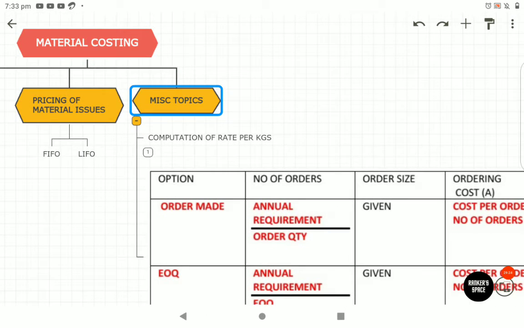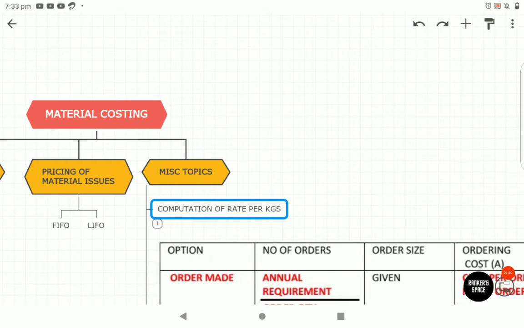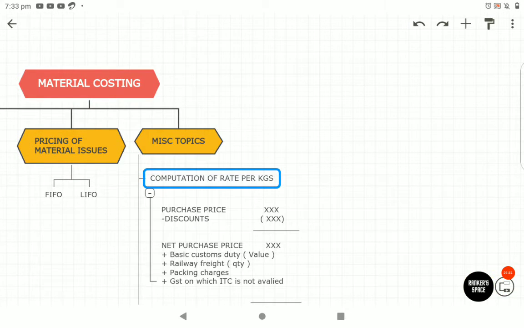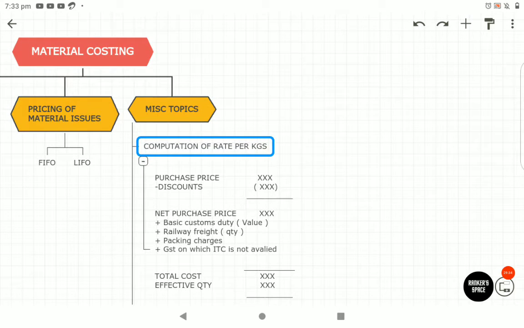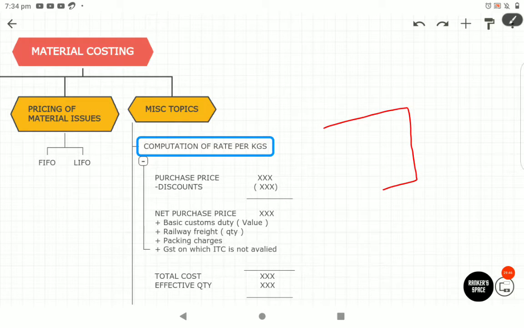The first topic that we're seeing here is computation of rate per kg. So if you're looking at rate per kg, you're trying to find out what is the rate per kg. That is, say for example, I told, right, you have bought like 10 kgs of rice this month. 10 kg has come to your house. This month's consumption to fill the bin, 10 kgs of rice you have bought.